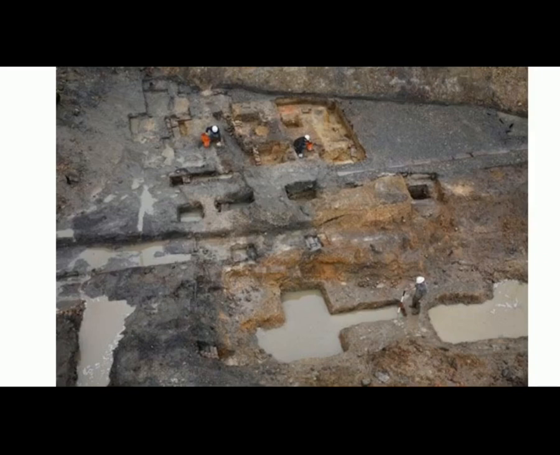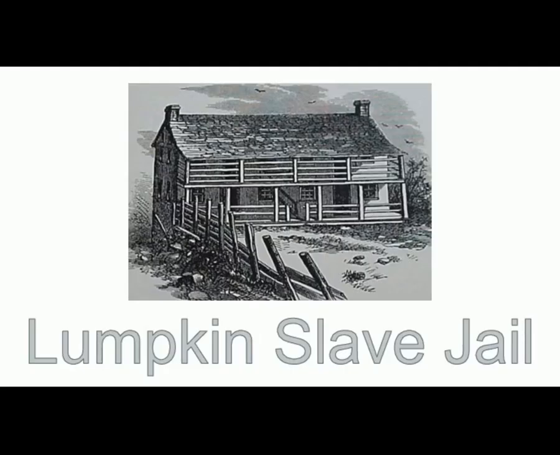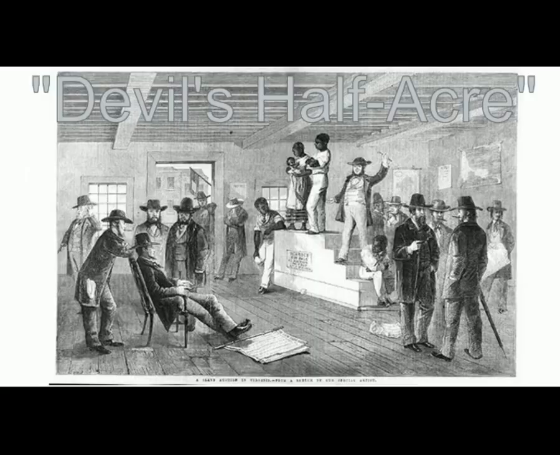So this is a location that's known as Lumpkin Slave Jail. And Lumpkin Slave Jail became the major auction site in Richmond, Virginia that people would go to. In fact, they called it the Devil's Half Acre because it was only half an acre large, and yet it had so much impact on the area of Richmond where people would be auctioned off.